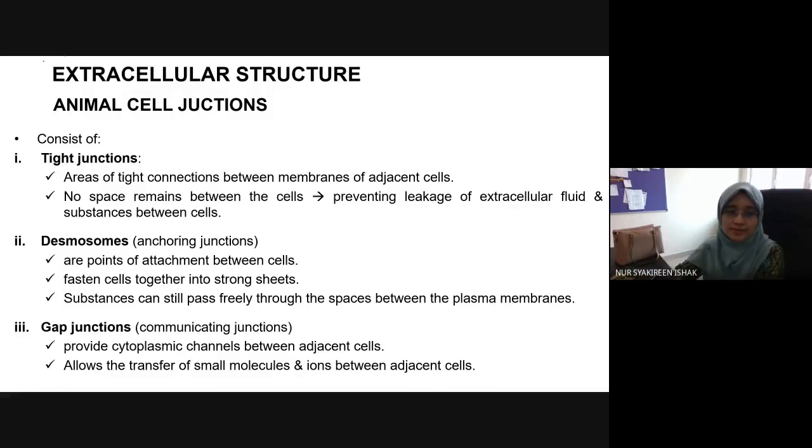So for tight junction, areas of tight connection between membranes of adjacent cells. Sel yang bersebelahan akan ada tight connection. What is the function of this tight connection? It is to prevent extracellular fluid from getting in between the cells. So these are the keywords: prevent leakage of extracellular fluid substance between cells.